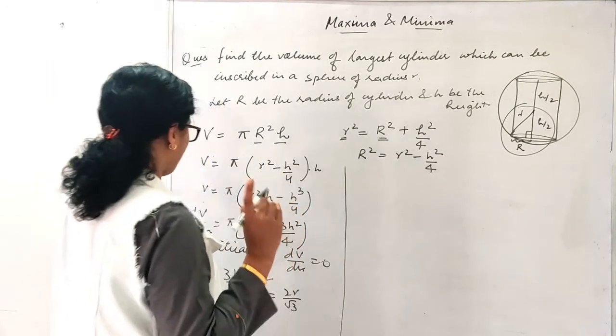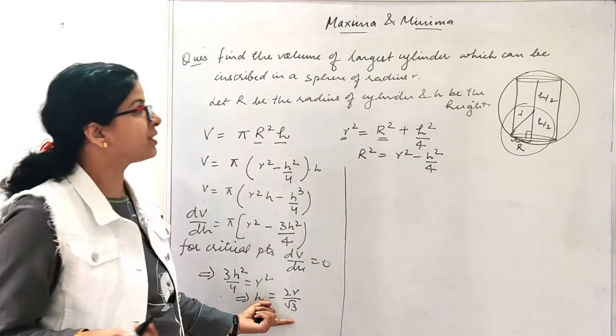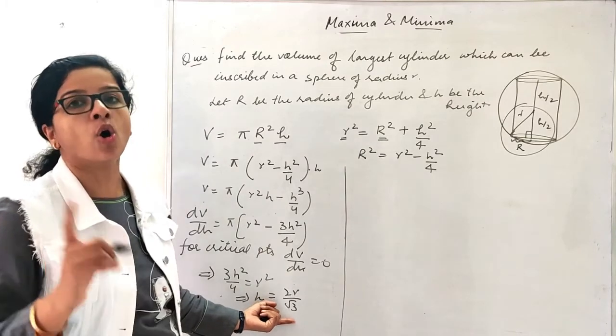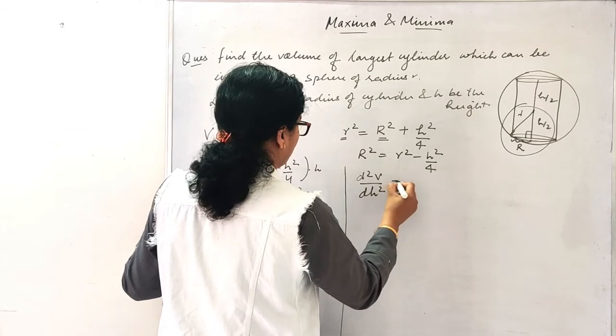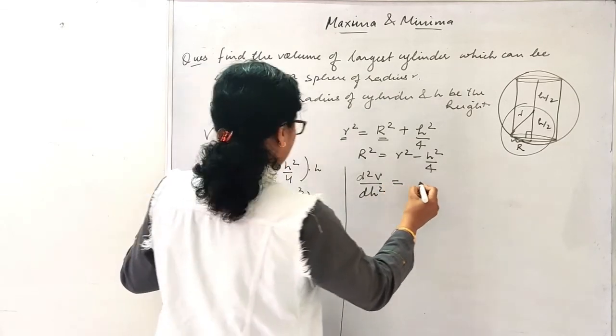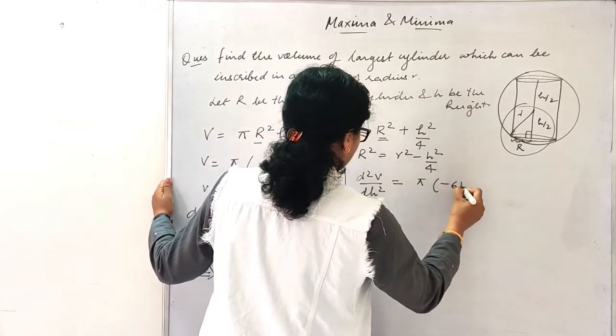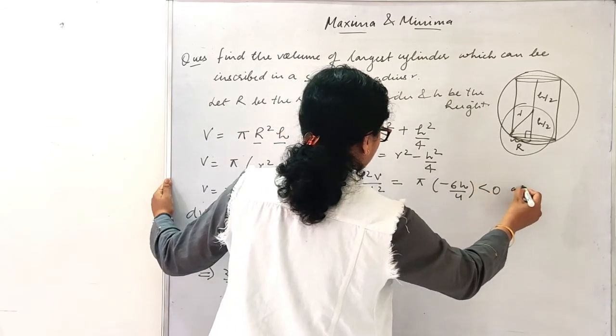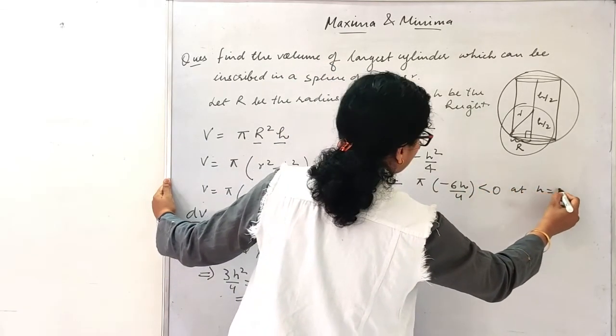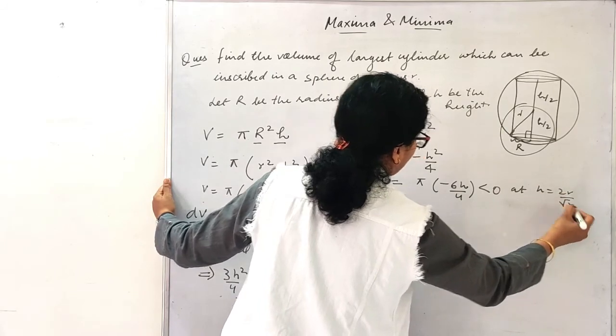Clear? Now I will find the double derivative to check whether this is my point of maxima or minima. So d2V by dh2 is equal to pi times minus 6h by 4. It will be less than 0 at h equal to 2r by root 3, correct?